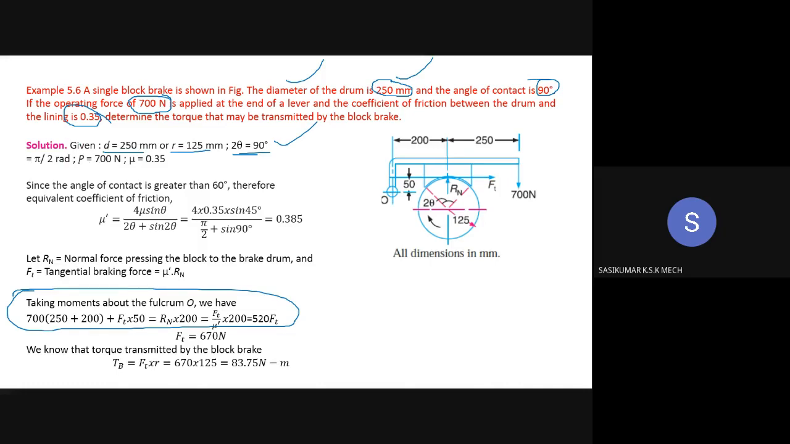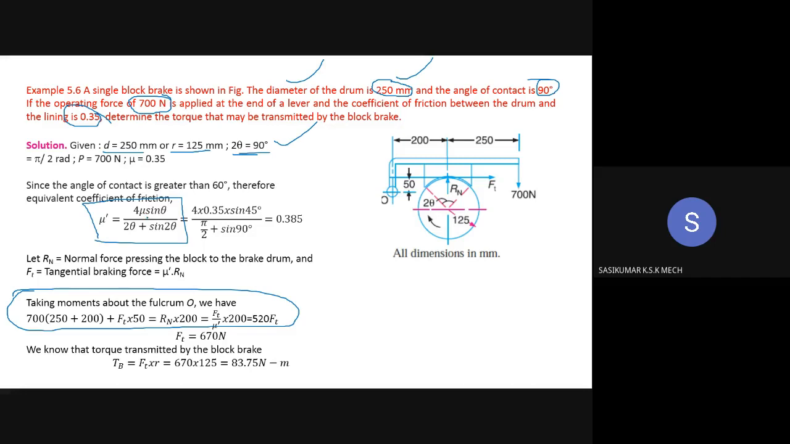In some cases you may use the degree as such. In some cases you need to convert it to radian. And P is 700 Newton, mu is the 0.35 coefficient of friction. Here you have to follow a thumb rule. When the angle of contact 2 theta is greater than 60 degrees, you must find this equivalent coefficient of friction. So for that you have this relation.